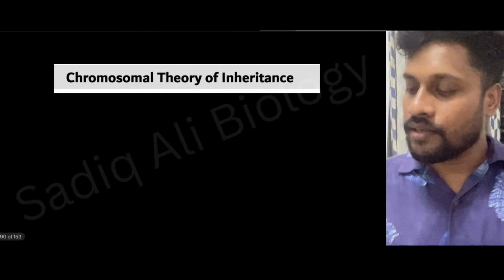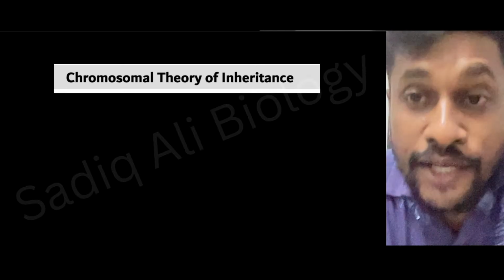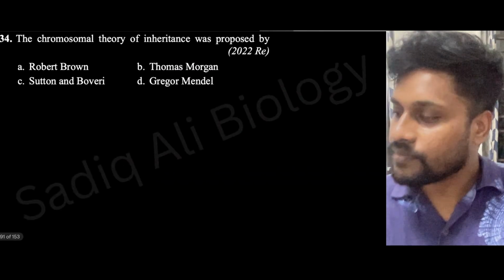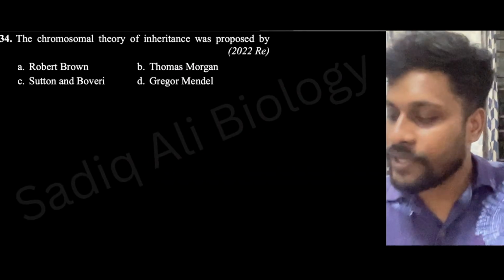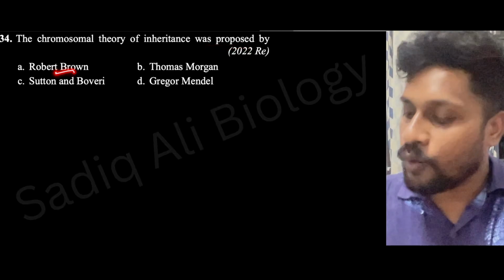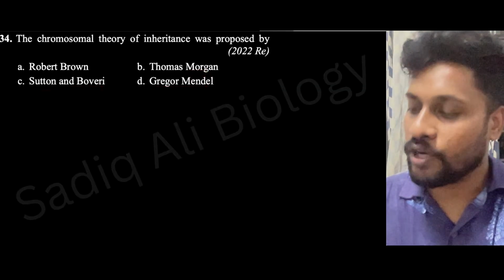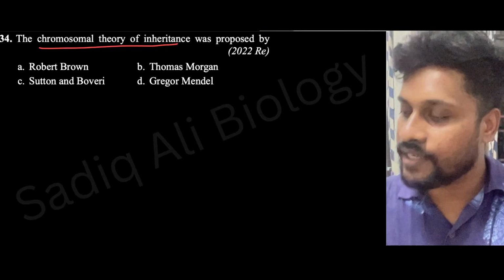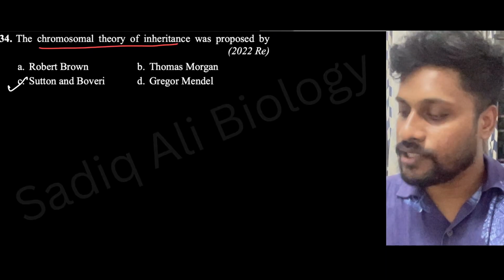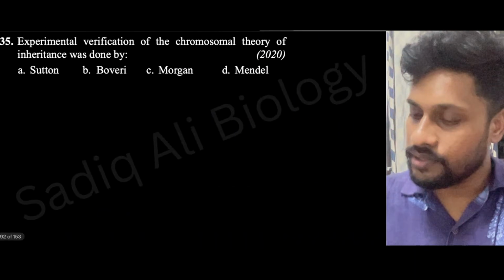Okay. Now, we are getting into the next level of questions, guys. Chromosomal theory of inheritance. Very important area. Now, here is how the questions come. The chromosomal theory of inheritance was proposed by Robert Brown, Morgan, Sutton and Boveri, or Mendel. What will be the answer? Chromosomal theory of inheritance by Sutton and Boveri, right? Not Mendel, not Morgan, not Brown.